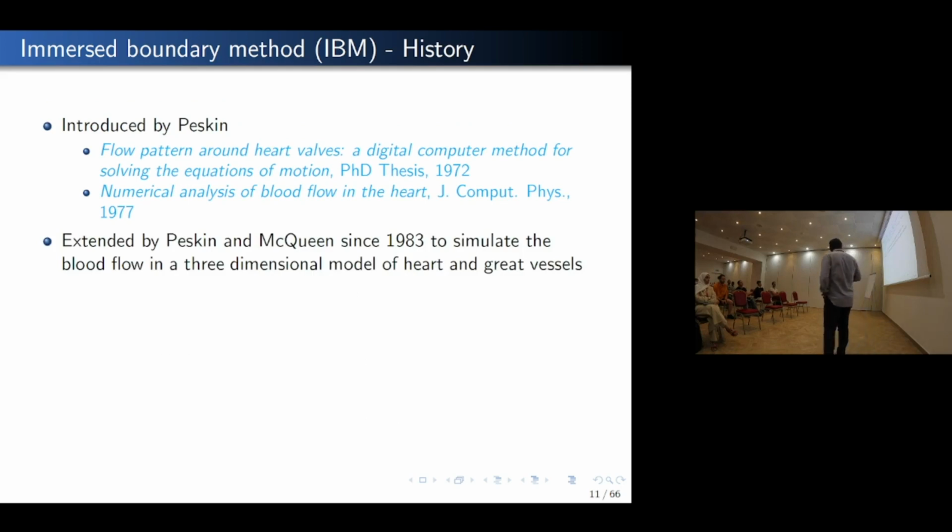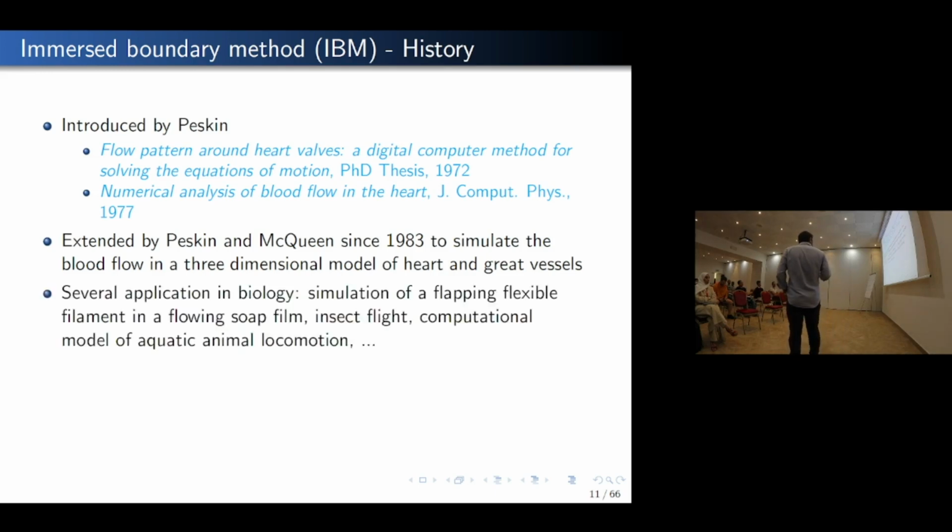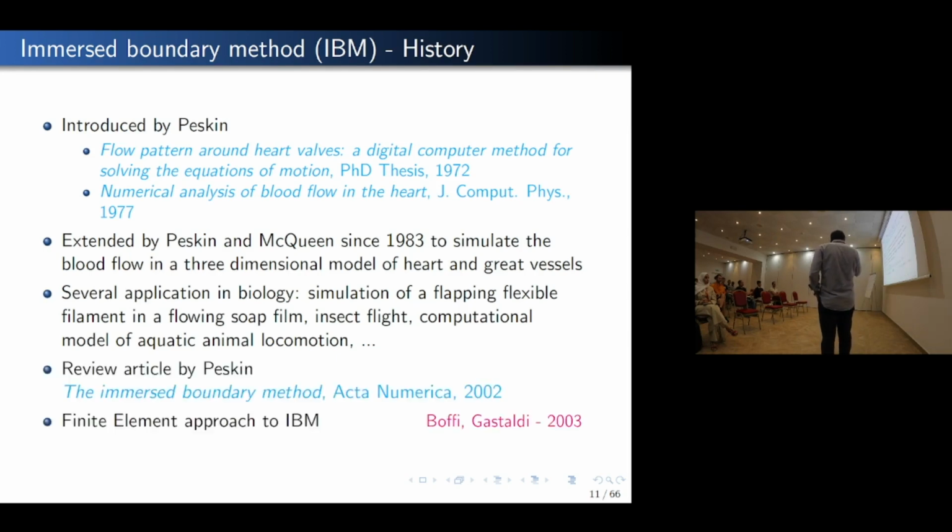Then the immersed boundary method was extended by Peskin and McQueen in the 80s to simulate the blood flow in three-dimensional models. And this method was applied to several problems like simulation of a flapping flexible filament in flow in Stokes fields, insect flights, and computational models of aquatic animal locomotion. So several applications over the years for the immersed boundary method. And then there is this review article by Peskin in Acta Numerica 2002, The immersed boundary method, where he summarized all the main features of the method.